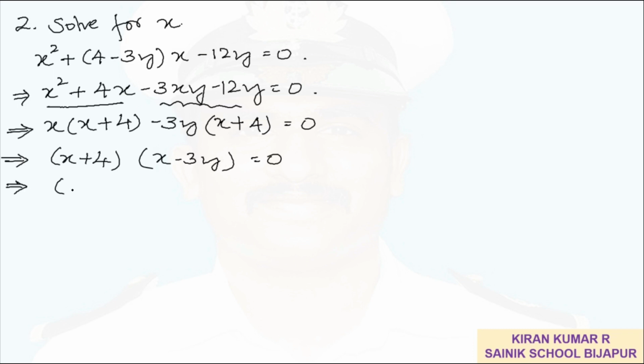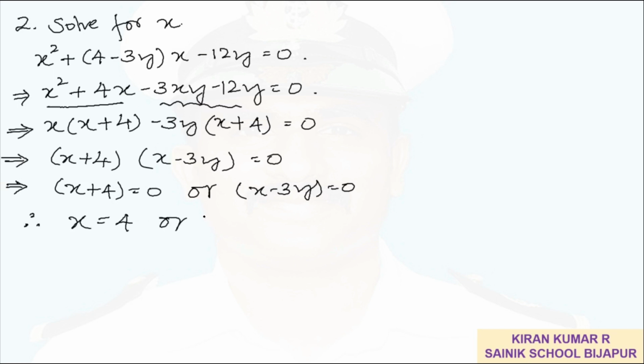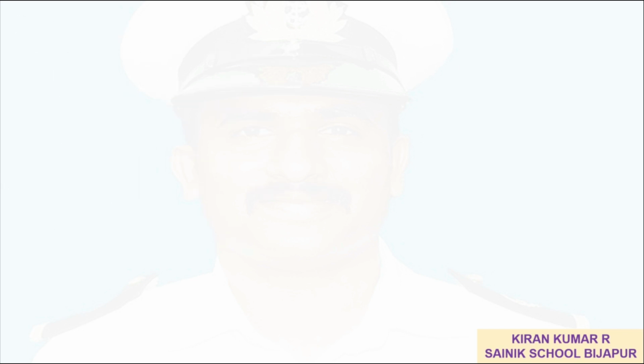This implies either x plus 4 is equal to 0 or x minus 3y equal to 0. Therefore, the value of x is either minus 4 or it is 3y. So in terms of y, there is one root. As a number, minus 4 is another root. This is how we solve when this type of question is there. Look at question 3 now. Question 3.